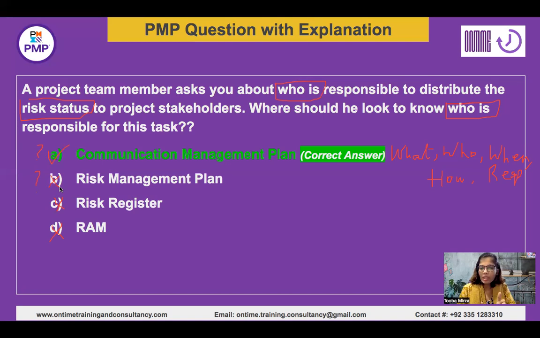So the communication management plan in this case is going to talk about every aspect of this communication: who is responsible for this risk status report, what is the target audience who should be getting it, what frequency should be followed, what channel should be used, and what is the nature of the communication, which is the risk status report over here. So I hope now this question is clear to all those who have attempted it wrongly.